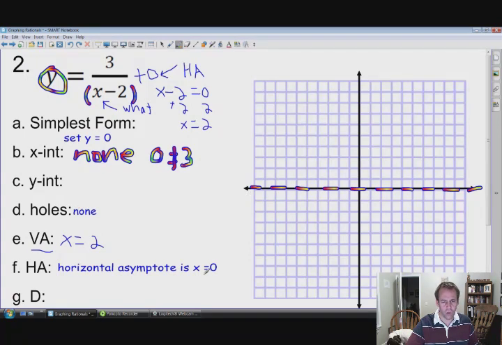And then while we're at it, the vertical asymptote is not at x. Wait. Oh, Mr. Newbold, you already messed up. It's not x equals 2. What is it?